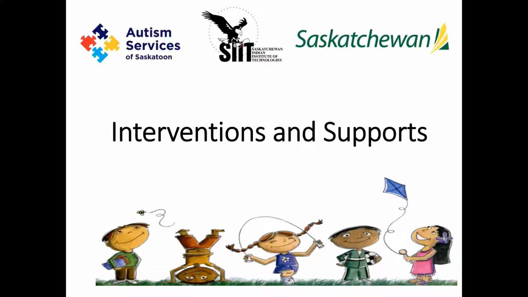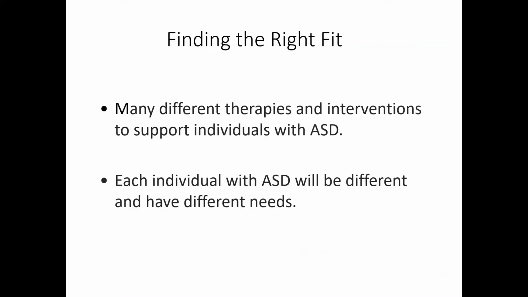Next we're going to look at the different interventions and supports available for individuals on the autism spectrum. There are many different therapies and interventions out there to support individuals with autism spectrum disorder. Each individual with autism will be different and have different needs, so it's important to know that there's no one size fits all when it comes to deciding which interventions will be best. Often it's about looking at which main characteristics of autism they are having challenges with, and how we can support them with those challenges.